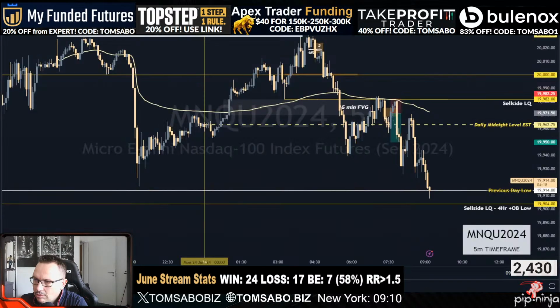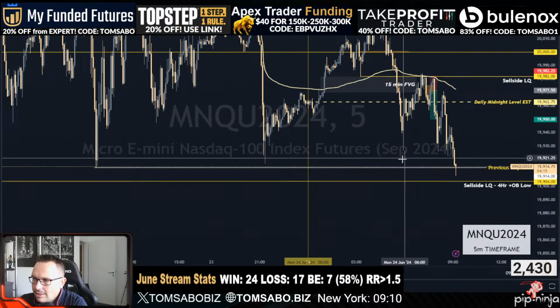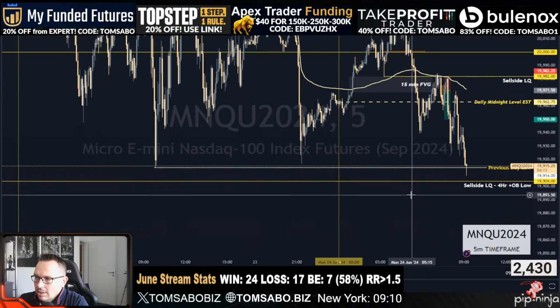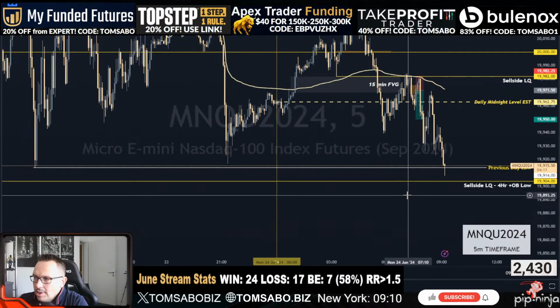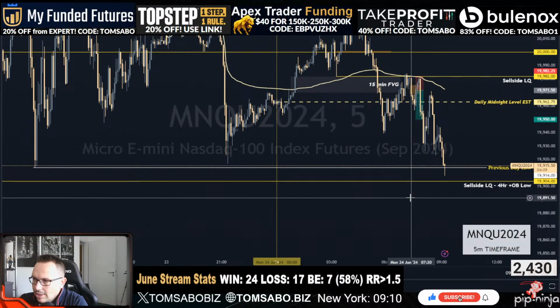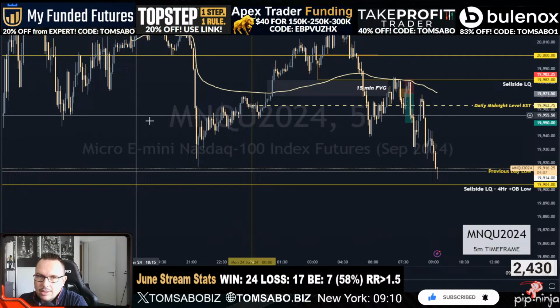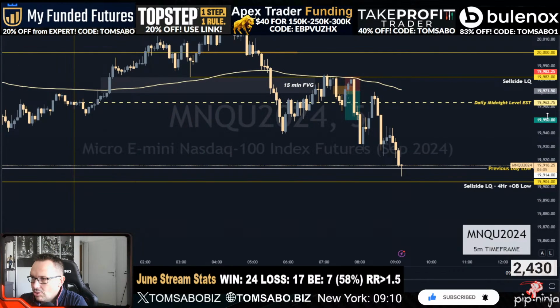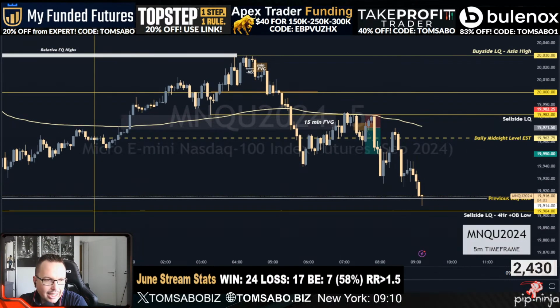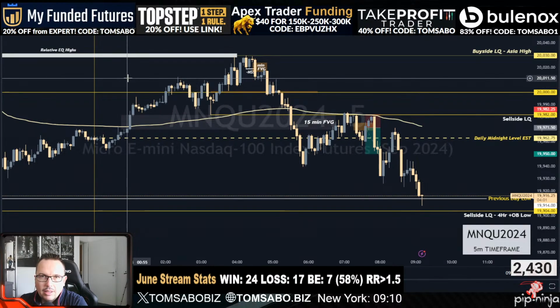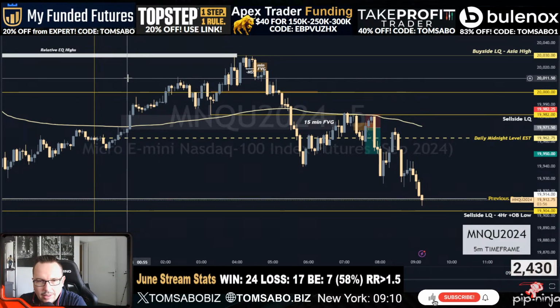Now I think we took out previous day, I mean Friday low, and there's only one thing to go for, the 4-hour level at 904, which I think is gonna get taken out. I'm just not sure before market open or not. Lovely. All right.